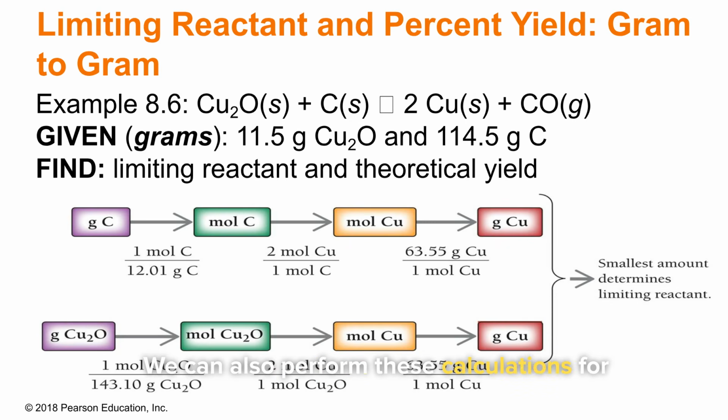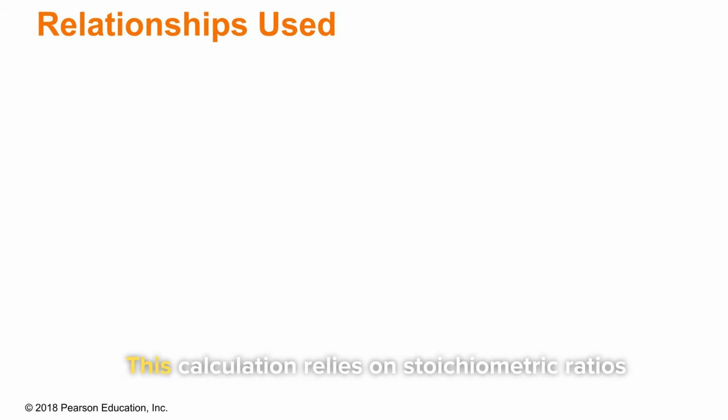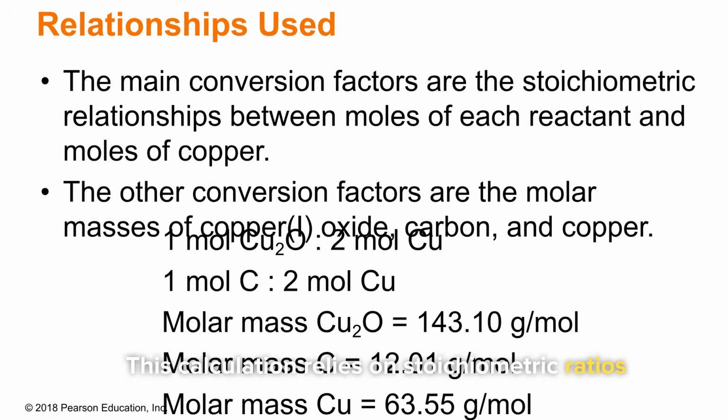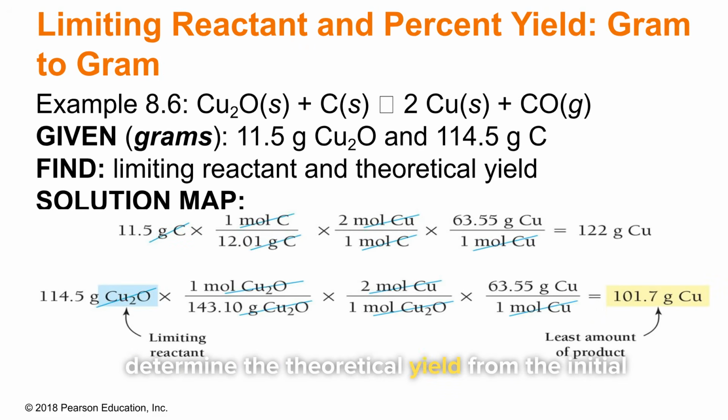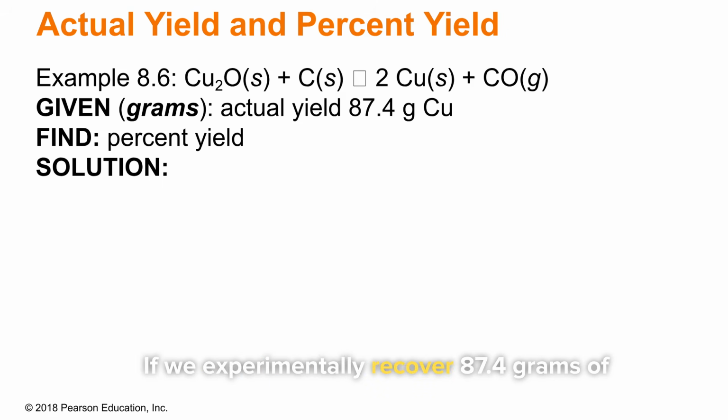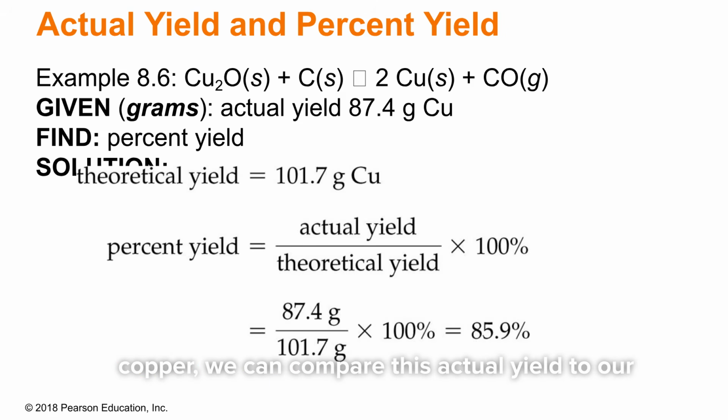We can also perform these calculations for other processes, such as the reaction of copper I oxide with carbon to produce pure copper and carbon monoxide. This calculation relies on stoichiometric ratios and molar masses. We must relate the moles of each reactant to the moles of copper produced to determine the limiting factor. By following the solution map provided, we can determine the theoretical yield from the initial mass of reactants, which allows us to identify the limiting reactant for this copper production process. If we experimentally recover 87.4 grams of copper, we can compare this actual yield to our calculated theoretical yield to find the final percent yield of the reaction.